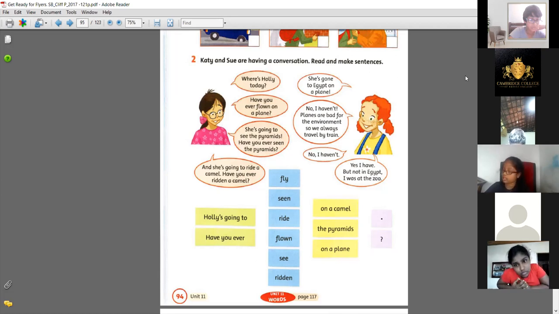Then look at the answer she gives: planes are not very good for the environment, it's bad for the environment, and she always uses the train. All right.